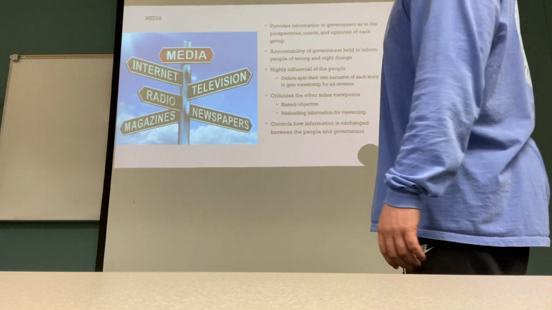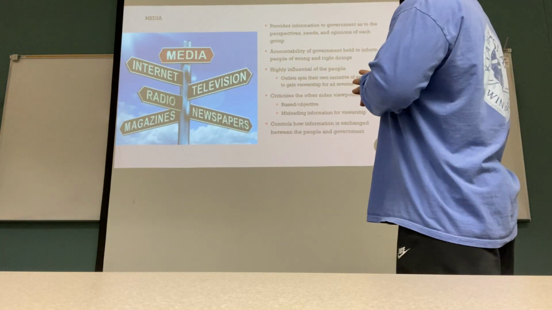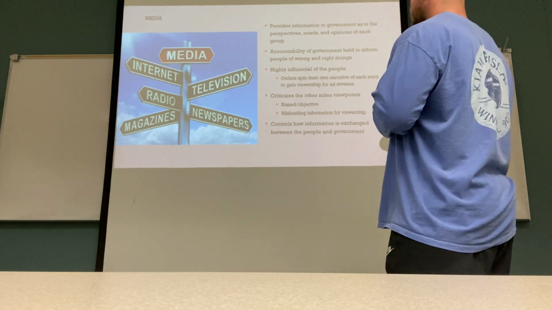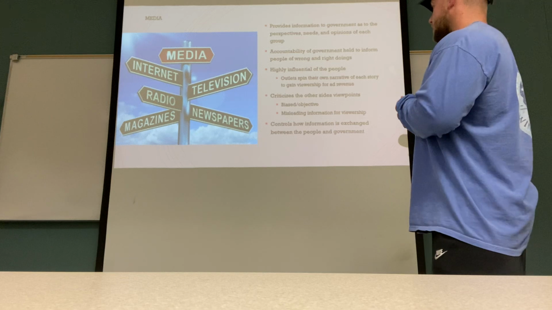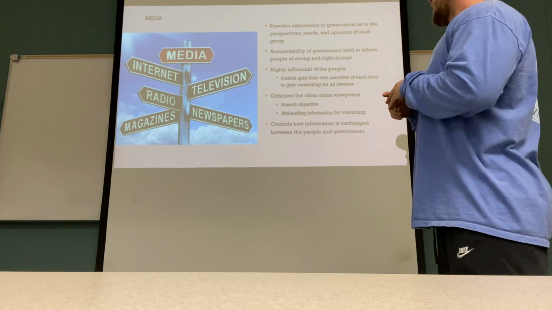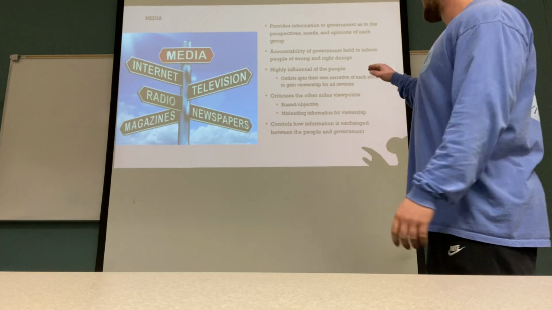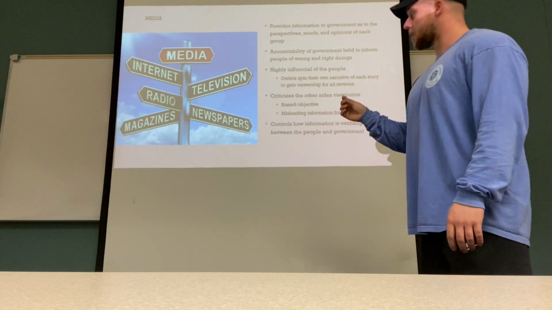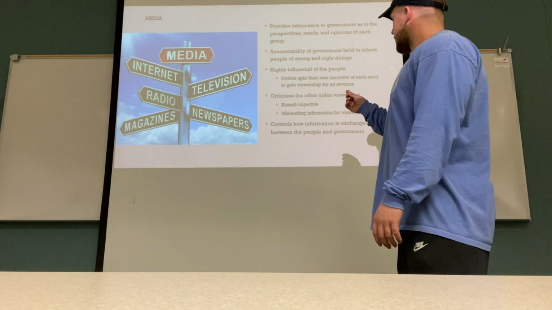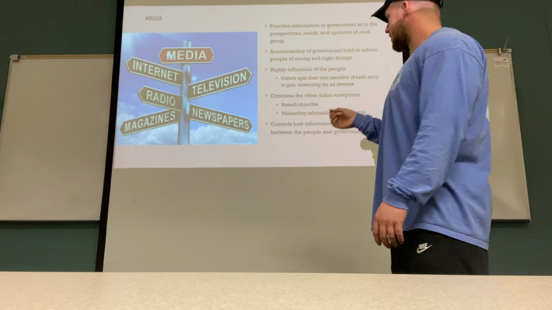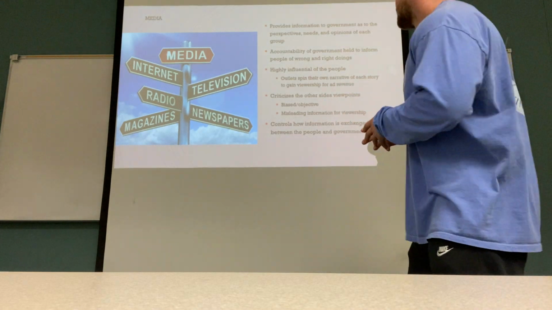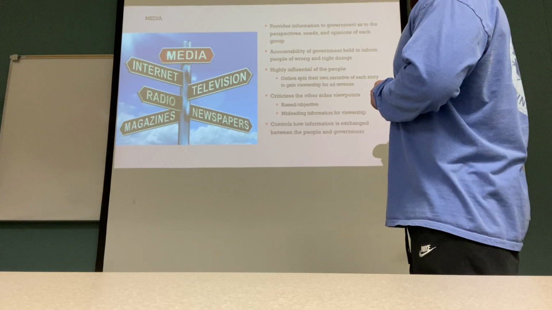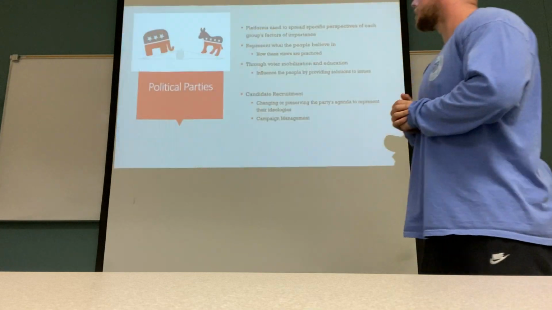All right, this is the media. It provides information to government as to perspectives, needs, and opinions of each group. Accountability of government is held to inform people of wrong and right doings. Highly influential to the people. Examples of this: outlets spin their own narrative of each story to gain viewership for ad revenue. This criticizes the other side's viewpoints, which is biased and misleading information for the viewership. Controls how information is exchanged between the people and government.